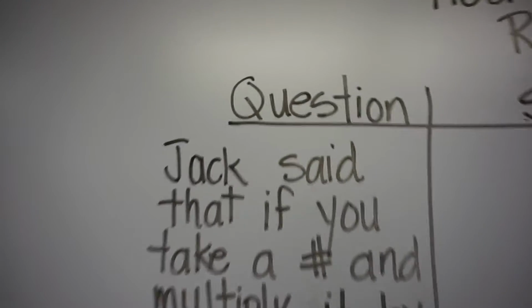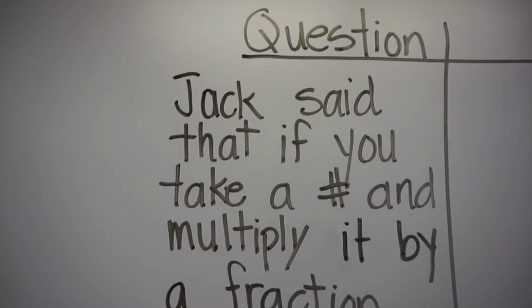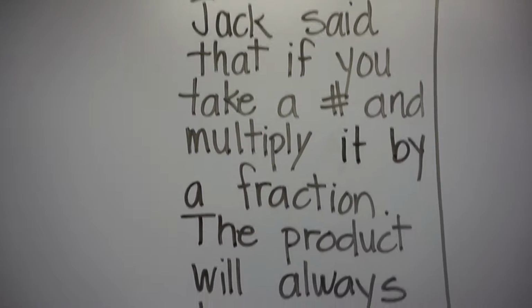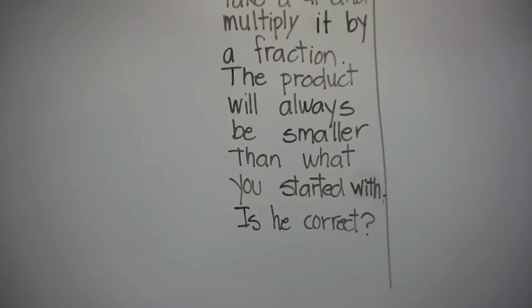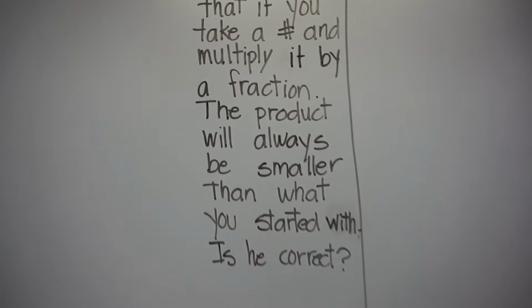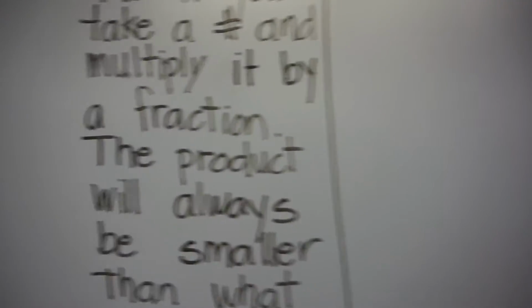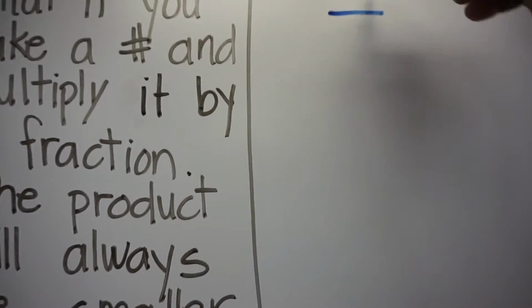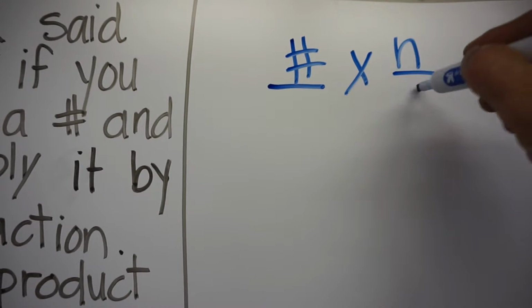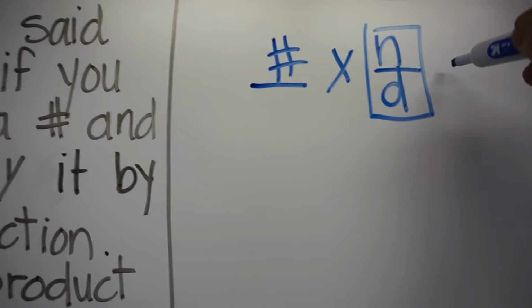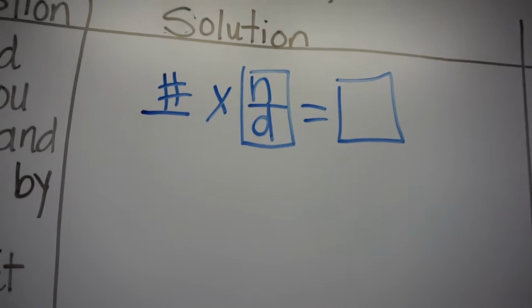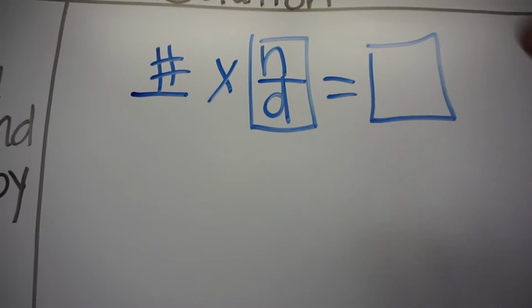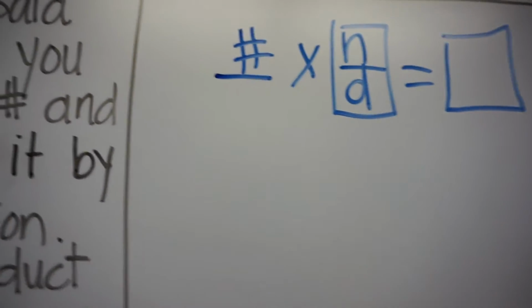Here is the problem. The question is, Jack said that if you take a number and multiply it by a fraction, the product would always be smaller than what you started with. Is he correct? Well, if I reason the problem and I do what he said, when you multiply a number times a fraction, numerator and denominator, the product will be smaller. So this is what he said. So I'm going to plug in some numbers to see if this is true.